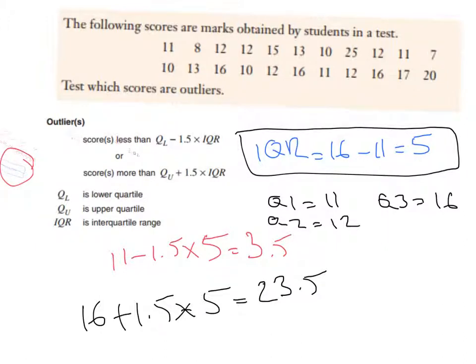Okay, so what should you be looking for now? Which numbers are above 23.5? Can you just go up and circle the ones from up on the top that are bigger? So you've got 25. Is there any other one? No, that's the only one. Okay, so test which scores are outliers. Are we done? Yes, we're done. All we need to do is write down your answer, which is 25 is an outlier.